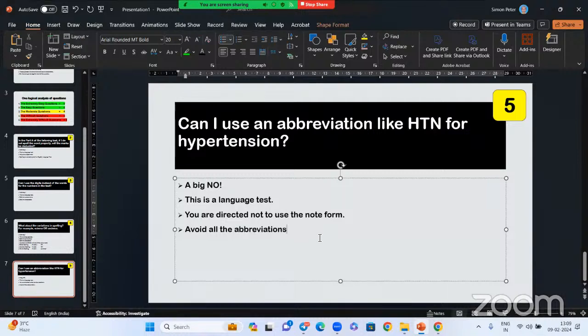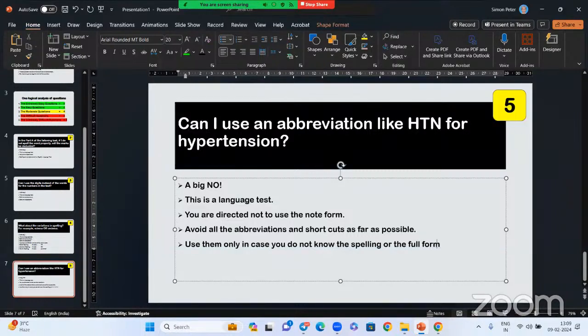Avoid all the abbreviations and shortcuts as far as possible. Use them only in case you do not know the spelling or the full form of it. That means you accept the defeat directly. You know that you don't know, then only you are writing like that. That's the meaning. So use the full form.